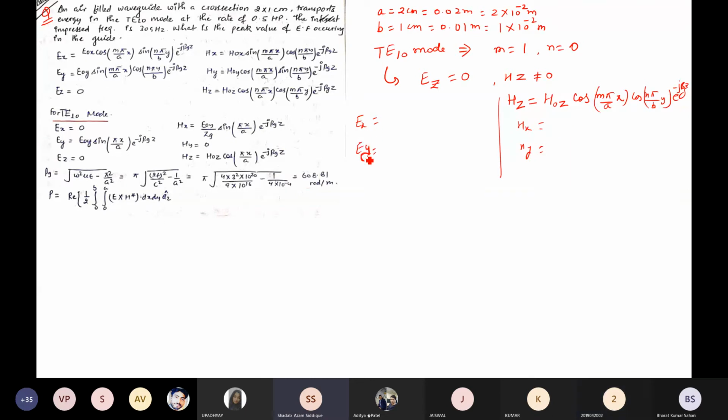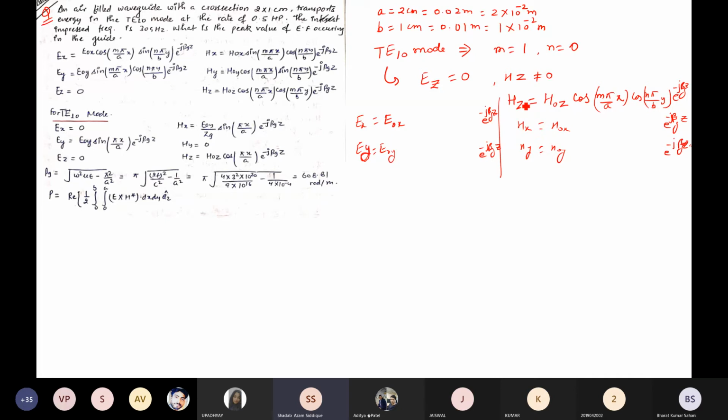So see, this is Ex, Ey, Hx, Hy. First of all, I'll try to write the Ex component. So Ex is equal to E naught x. This will be E naught y. By default, e to the power minus j beta g into z will be there, because the wave is propagating in the positive z direction. Here also, e to the power minus j beta g into z will be there. Here also it will be there. And here will be H naught x, H naught y.